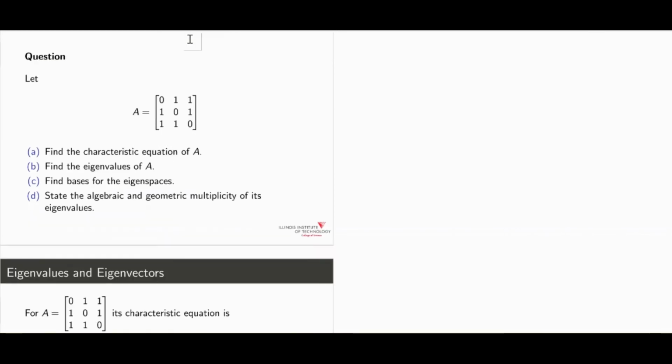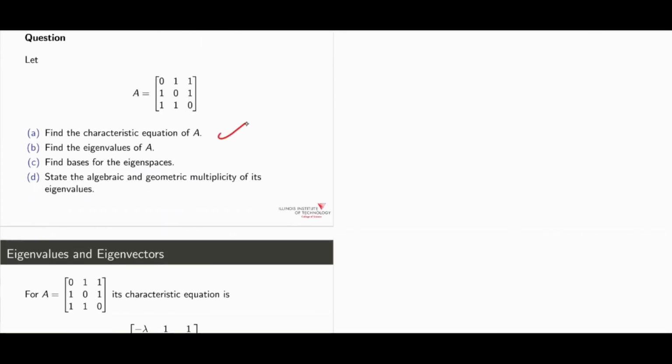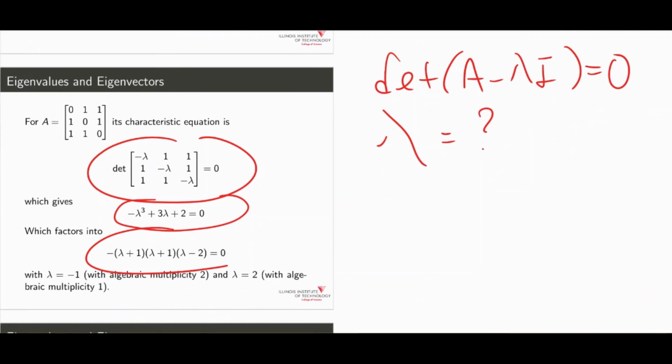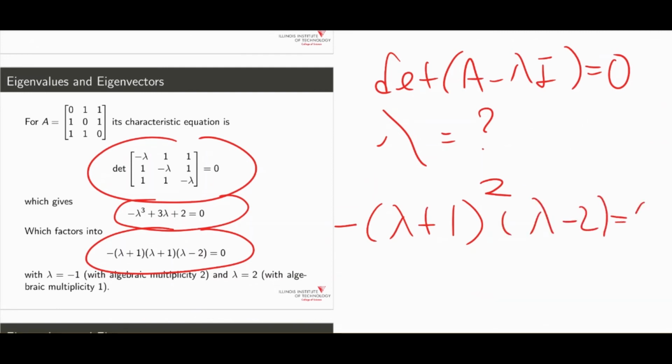All right, welcome back. To find the characteristic equation of A, we have to compute the determinant of A minus lambda I, set it equal to 0, and solve for lambda. So you get the characteristic equation, sometimes also called the characteristic polynomial. You can factor it. Immediately you see that this is negative (lambda plus 1) squared, times (lambda minus 2), equals 0. This is power 1, this is power 2.